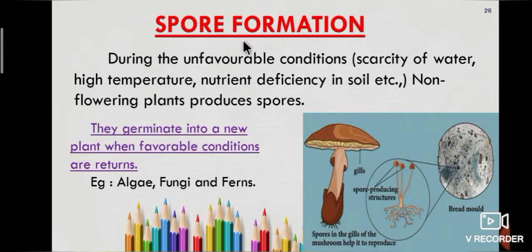Fourth type, spore formation. During unfavorable conditions, that is scarcity of water, high temperature, nutrient deficiency in soil, etc., non-flowering plants produce spores. They germinate into a new plant when favorable conditions return. Example, algae, fungi and ferns.